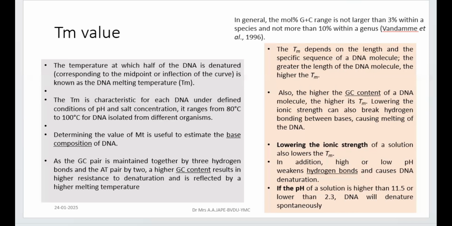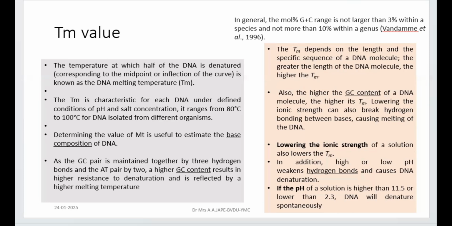So this is one factor you have to consider when you are looking at GC content and Tm value as data to find the place of the organism in systematics and taxonomy. When we talk about the mole percent G+C content, it is noted that it varies by not more than 3% within a species and not more than 10% within a genus. So the members of a genus will have GC content that does not differ by more than 10%. So they will be closely related.